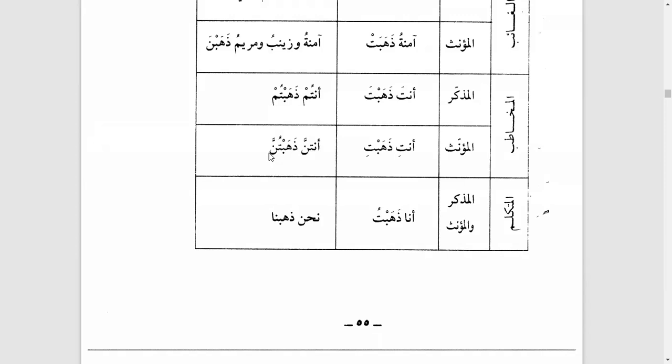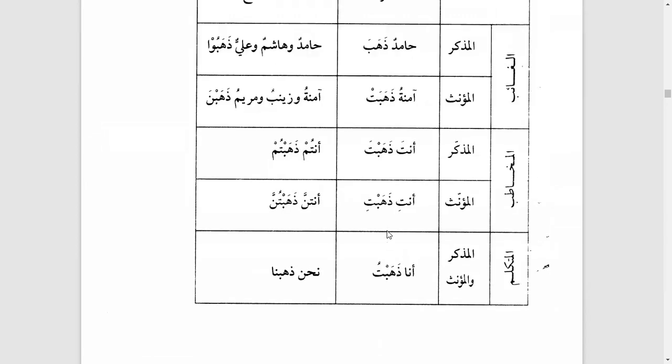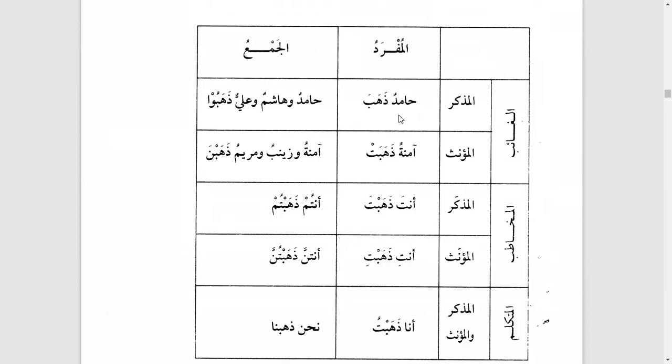Same mistake I made in the first lesson. Okay, so anti dhahabti wa antunna dhahabtunna, ana dhahabtu wa nahnu dhahabna. So what we have learned here: whatever the noun is, the verb should be according to the noun. If the noun is masculine, the verb has to be masculine. If the noun is feminine, then the verb has to be feminine. And we have discussed this many, many times.